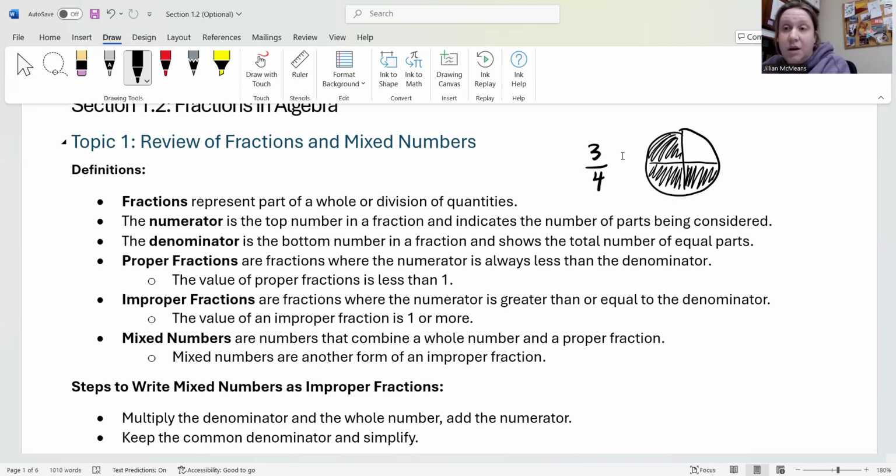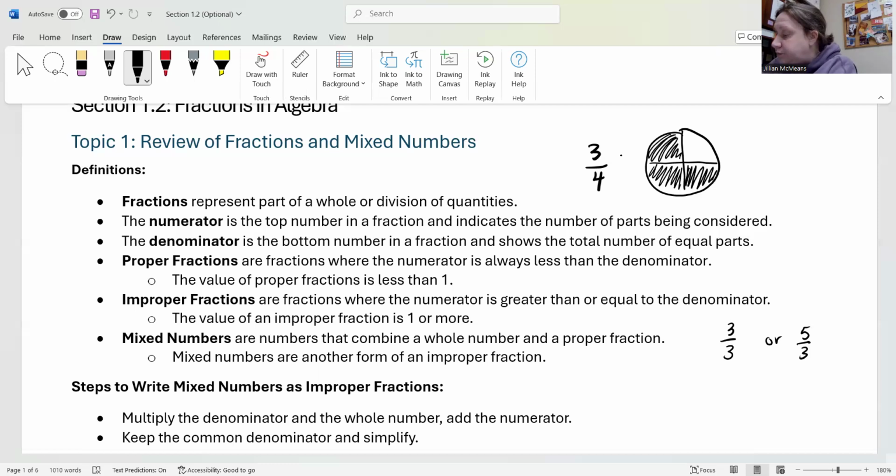Another type of fraction is called an improper fraction. So improper fractions are fractions where the numerator is greater than or equal to the denominator. So we could have something like 3/3 or 5/3, okay? So the numerator in the first example, 3/3, is exactly equal to the denominator. The second example, 5/3, the numerator is greater than the denominator. So the value of an improper fraction is going to be at least 1 or more.